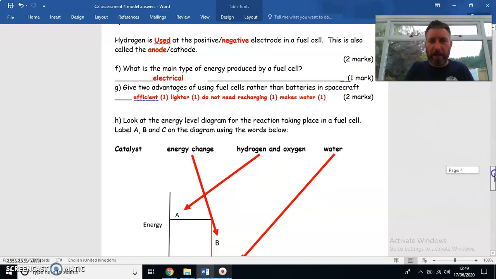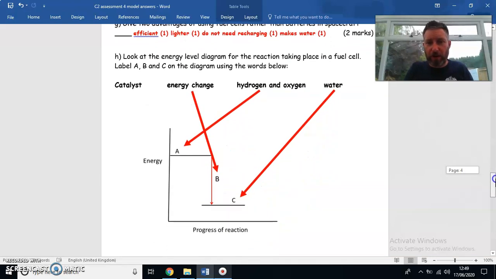And then we get to H, and nobody got this wrong, so well done everybody. So in this one, this is showing the reaction that takes place. So I've got A, which are my reactants, which are hydrogen and oxygen. I've got C, which are my products, which is water. And then I've got the energy change. If I wanted to make this a better graph, what I could do is put a little bump in here, and that would be the activation energy. That would be the energy required to break them apart first. But we don't need to worry about that.